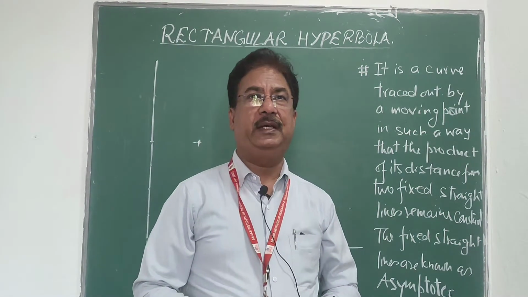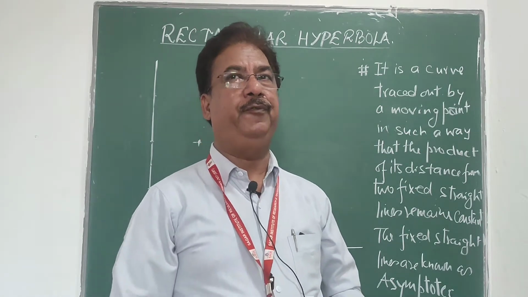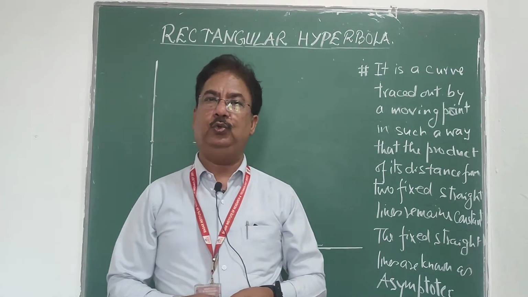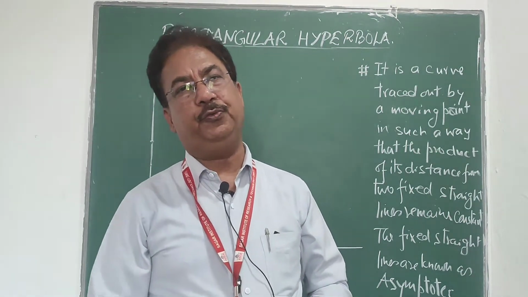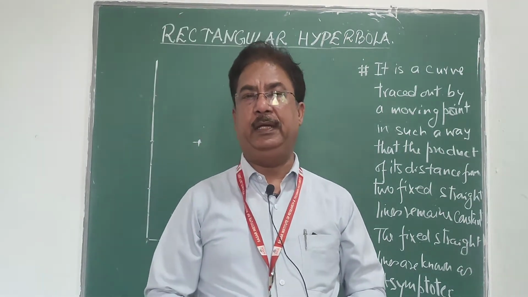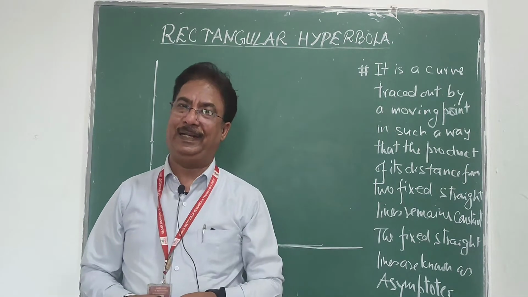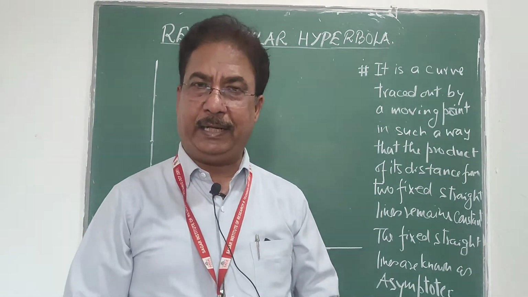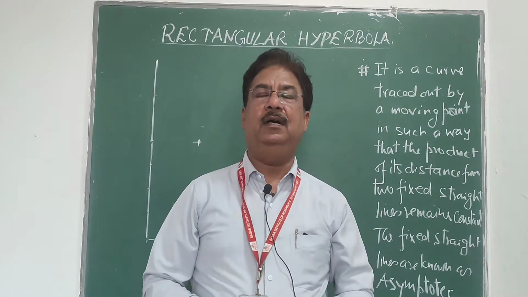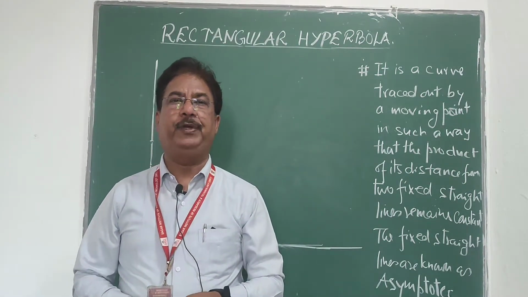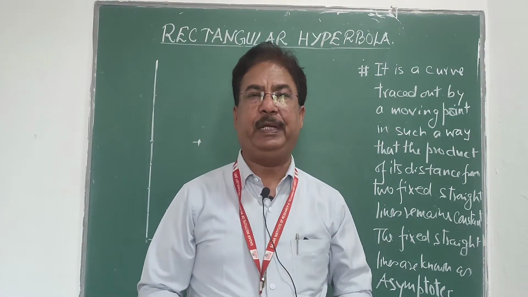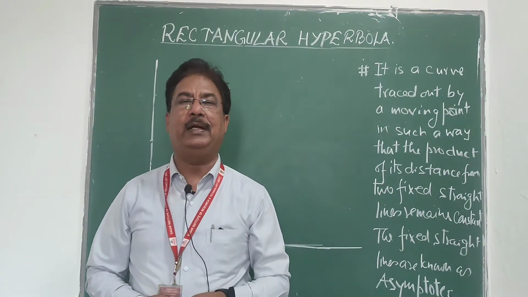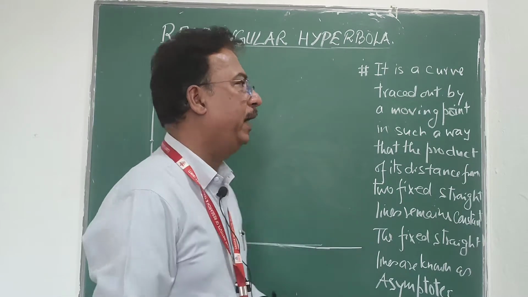So this time I am going to select a problem in which the distances of the moving point from the two asymptotes, those two fixed straight lines, will be given, and we want to plot the rectangular hyperbola. The problem will be like this: draw a rectangular hyperbola when the distance of the moving point P is 40 millimeter from the x axis and 20 millimeter from the y axis.